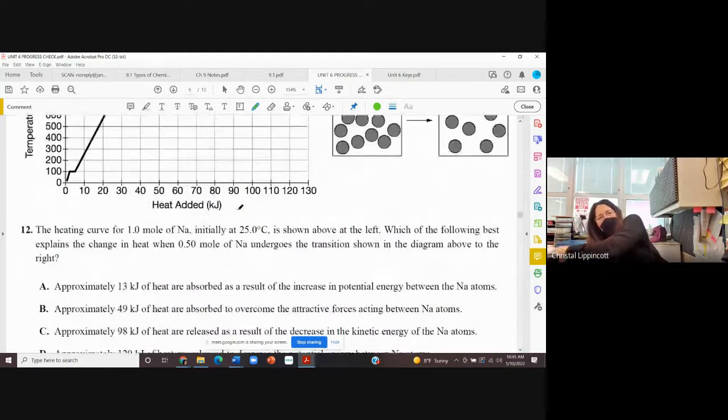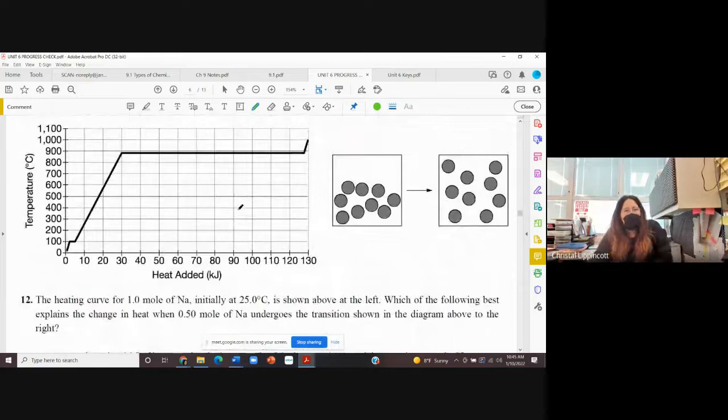I don't know how to do it. Okay, so when you're going through this, the heat required for that phase change is going to be between here and here. That's how much heat was added, right? So you just subtract whatever this is. This is like 128 minus 30. Approximately 40.